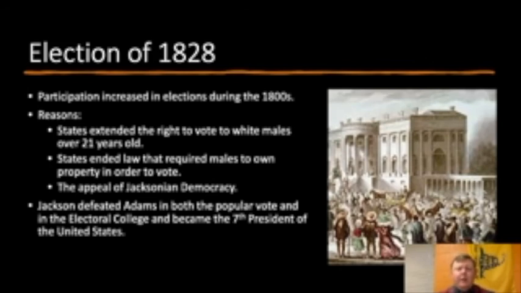So those are the elections of 1824 and 1828. We also looked at the formation of two new political parties, the National Republican Party and the Democratic Party. So we see how Jackson became president here, and how Adams' presidency was very short-lived.